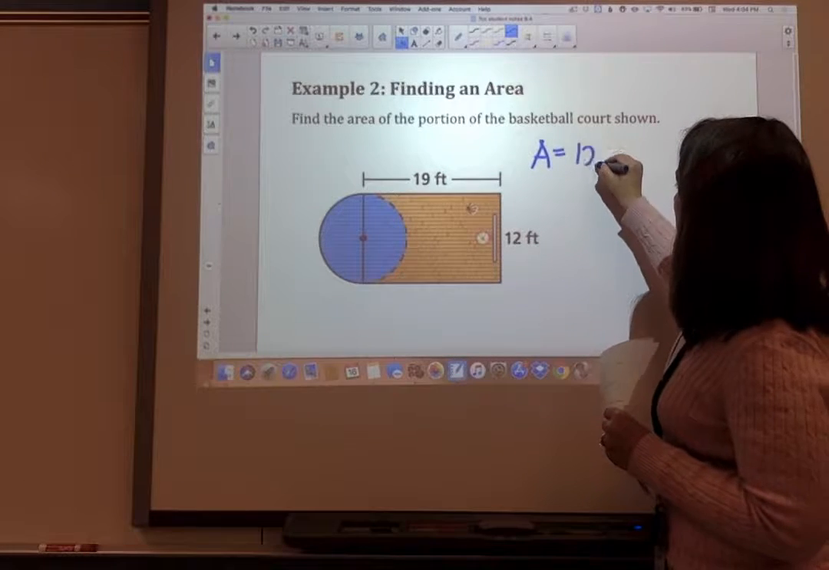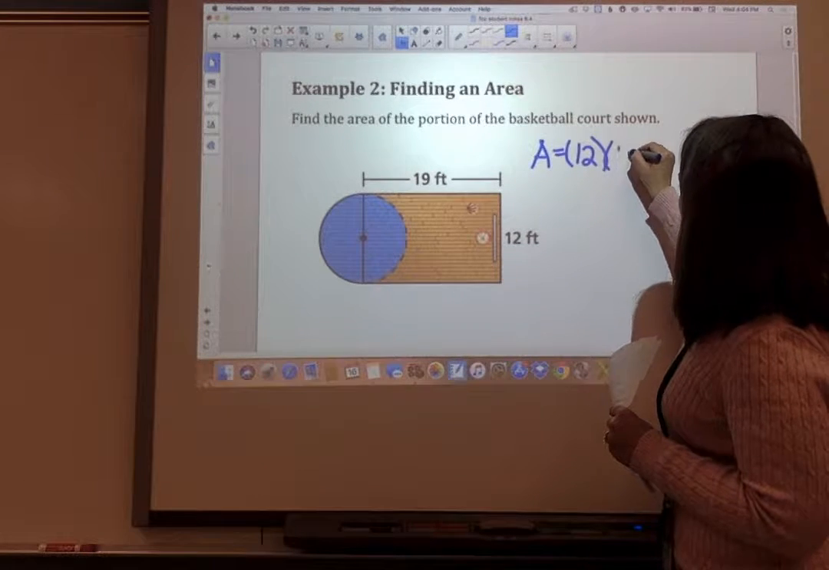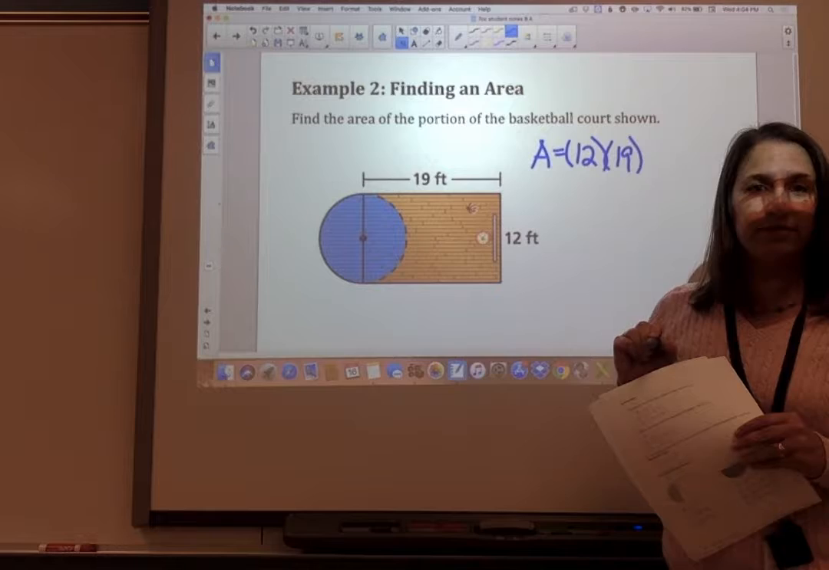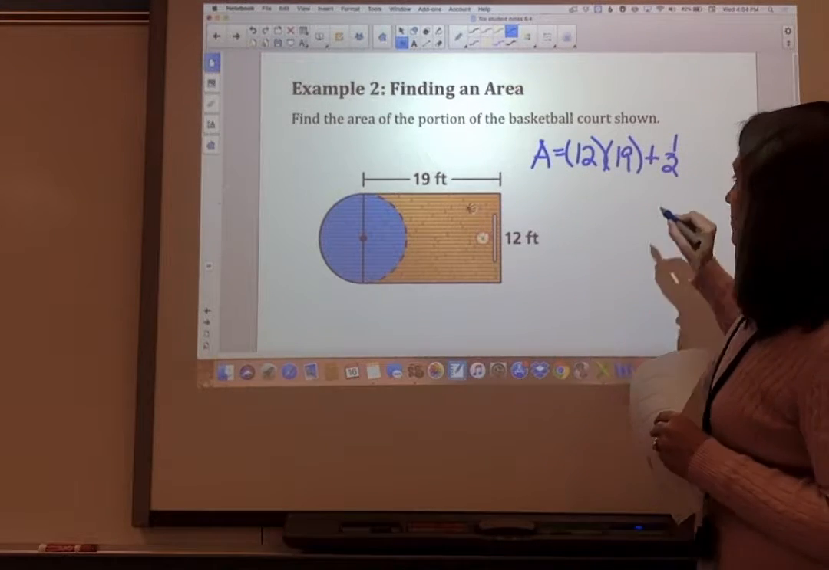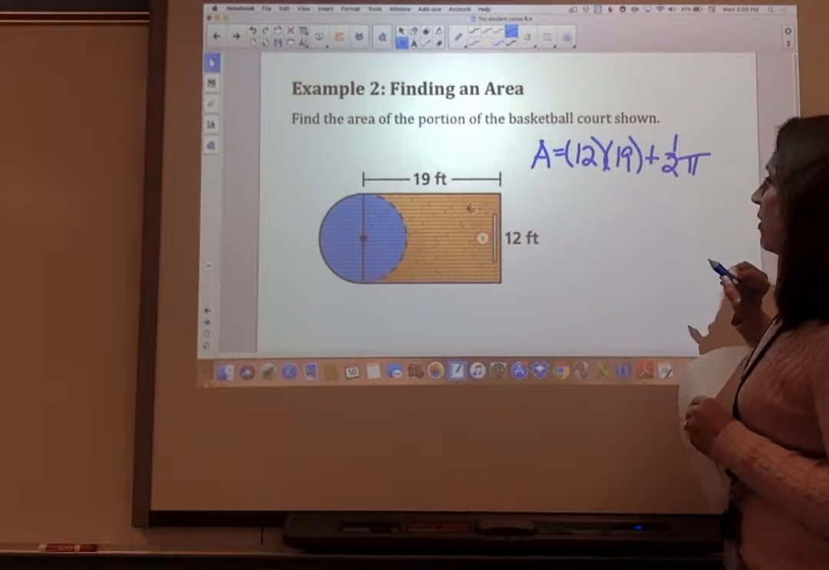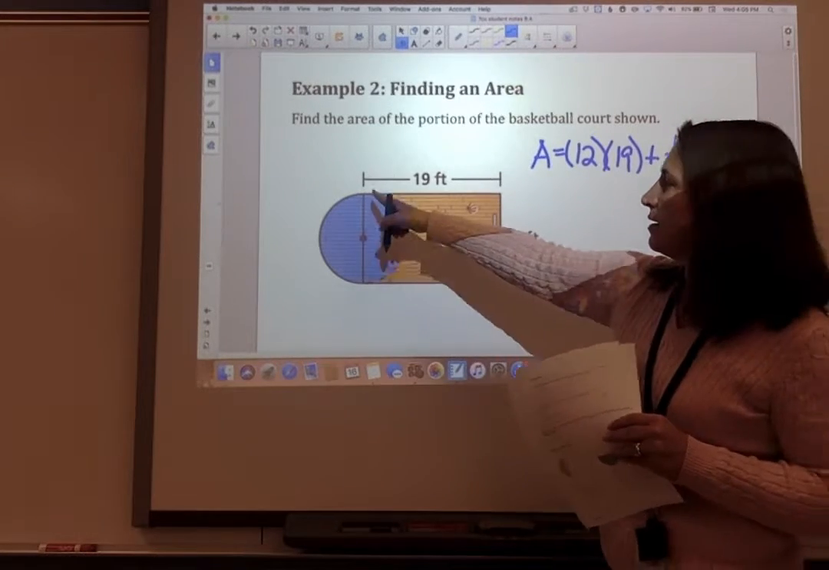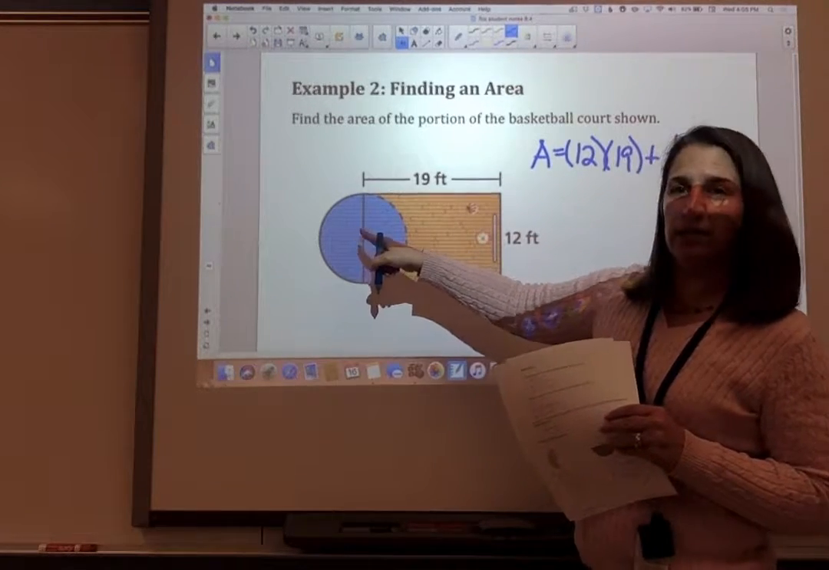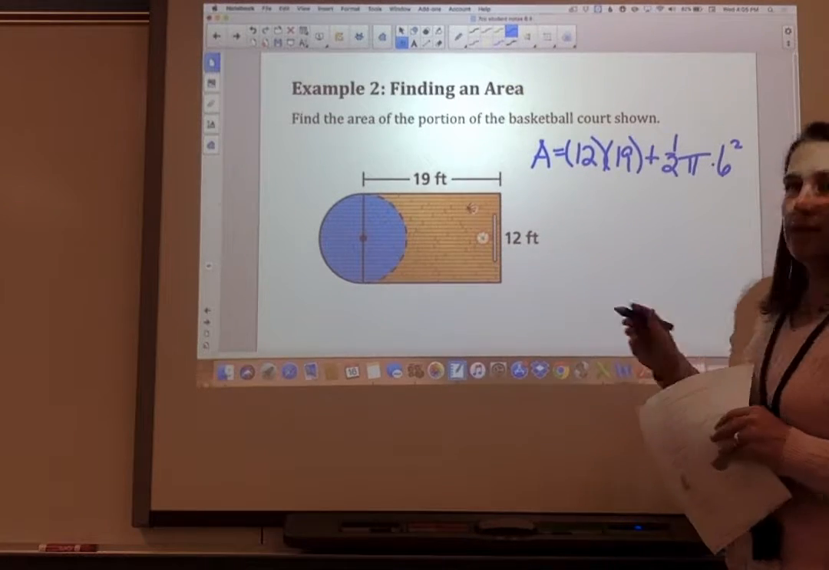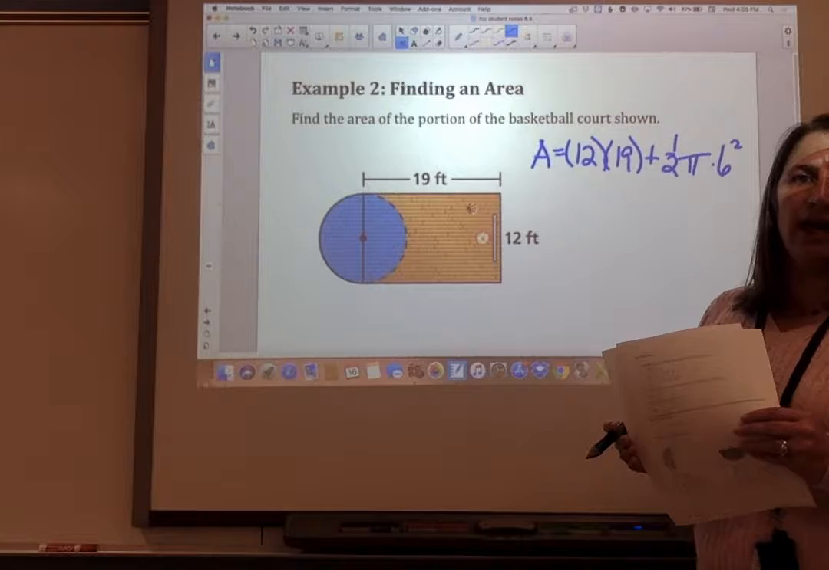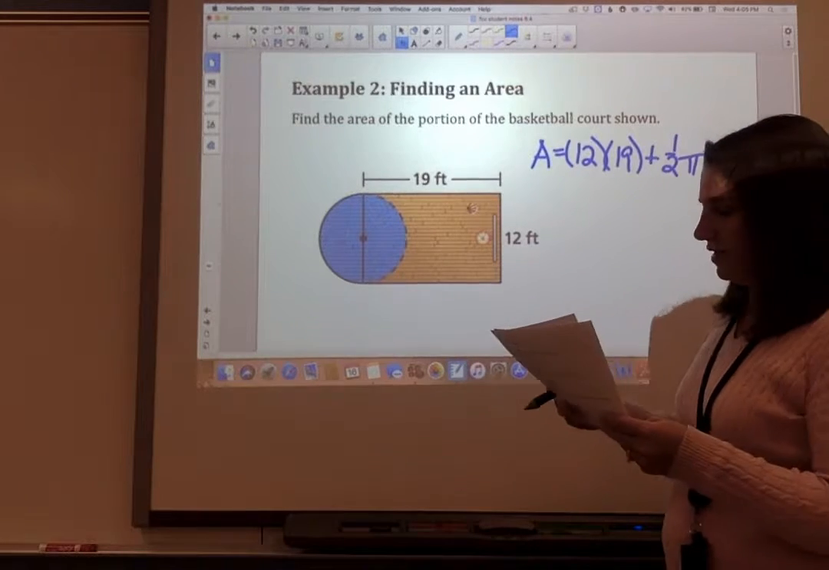That would be 12 times 19 plus 1/2 times pi times the radius squared, so times 6 squared. So that's going to be the area of my entire composite figure.